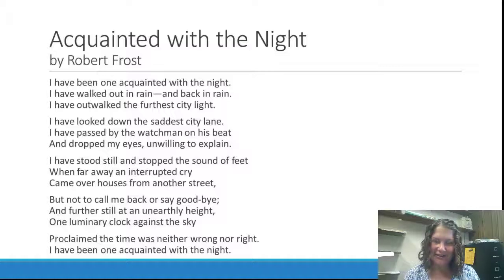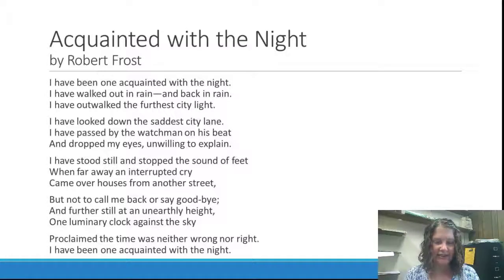So, as I said earlier, the first thing I want to do is identify what's happening at a literal level. In the first stanza, we learn that the speaker says he has been acquainted with the night. Literally, this probably means that he's maybe spent a lot of time outside when it's night. But this is an idea and a phrase that maybe doesn't make a whole lot of sense just at a literal level. So immediately, as a reader, I think, well, there might be more going on there that I need to think about.